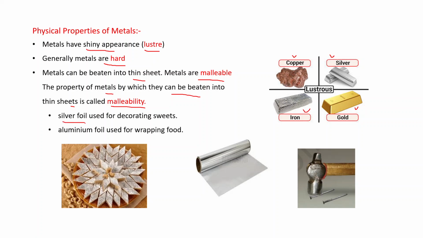Silver foil, again you are familiar, is used for decorating sweets in this diagram. Aluminium foil, again students you are familiar with this, is used for wrapping foods. When you come to school you bring your food wrapped in aluminium foil.